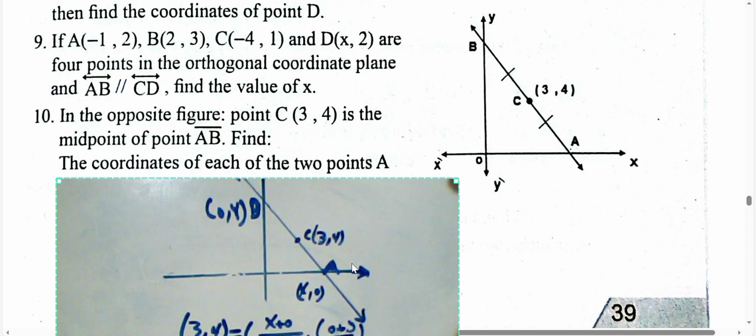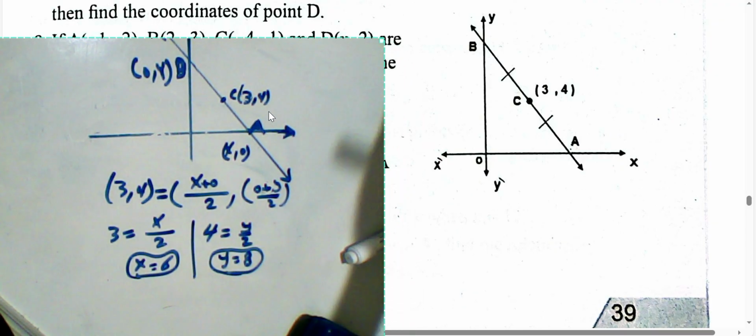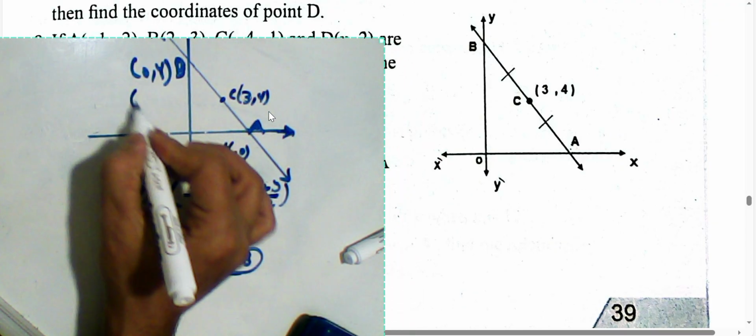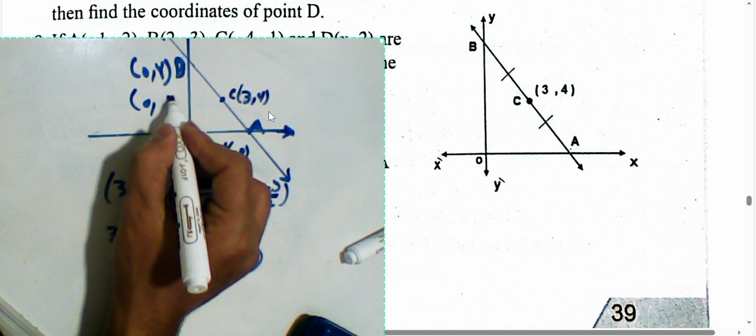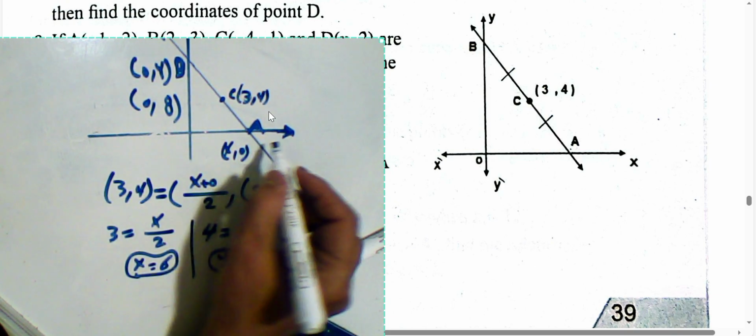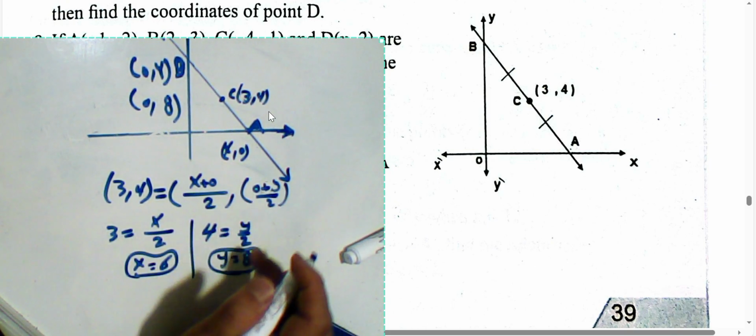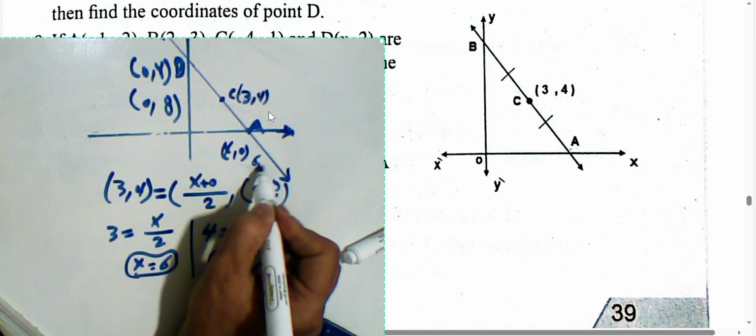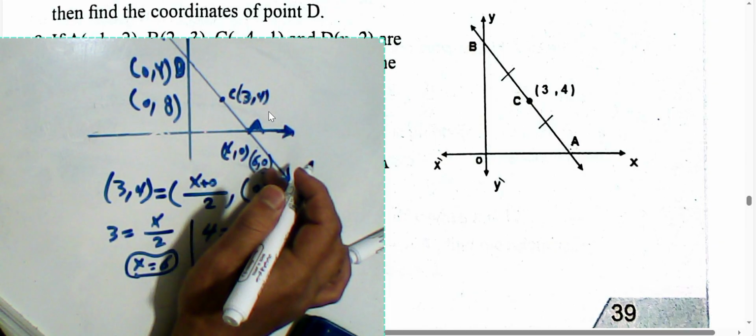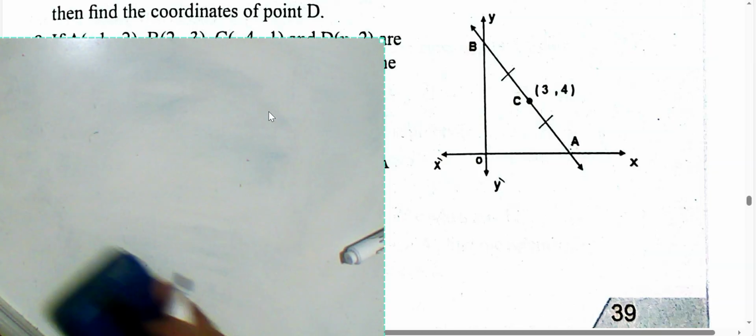Okay. Then the coordinate of point B will be (0, 8). And the coordinate of point A will be, cancel x and write, (6, 0). This is point A and this is point B. It's the last question now, okay? Understood?